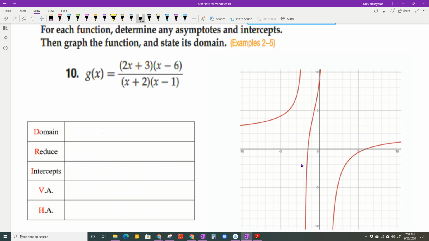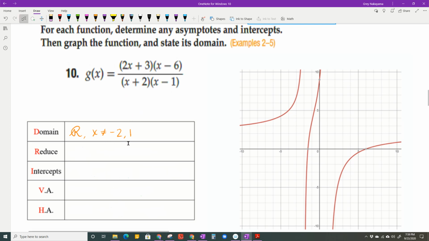So the domain, remember I'm setting the bottom equal to 0. I have g of x equals 2x plus 3 times x minus 6 over x plus 2 times x minus 1. Domain, what makes this undefined is going to be -2 and +1. So my domain is all real numbers. X cannot equal -2 or 1.